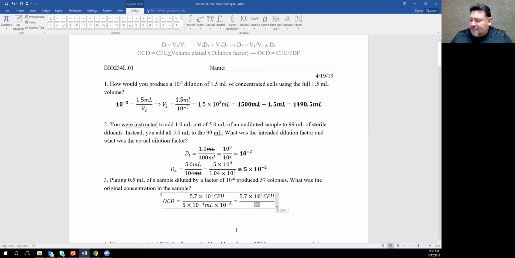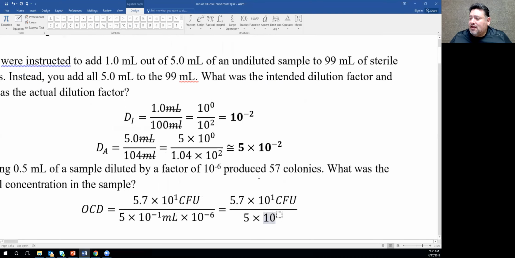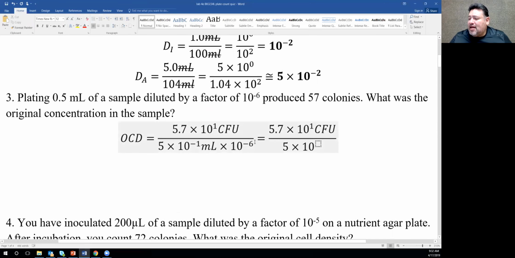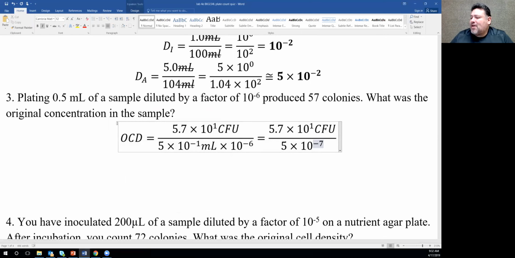This is going to be 5 times 10 to the what? Well, again, with exponents, if you're multiplying them, and we are, and the bases are the same, you add the exponents. So you have a negative 1 and a negative 6. That makes this a negative 7. Okay? All right, we're almost there. Oh, let's not forget our units. Still milliliters.